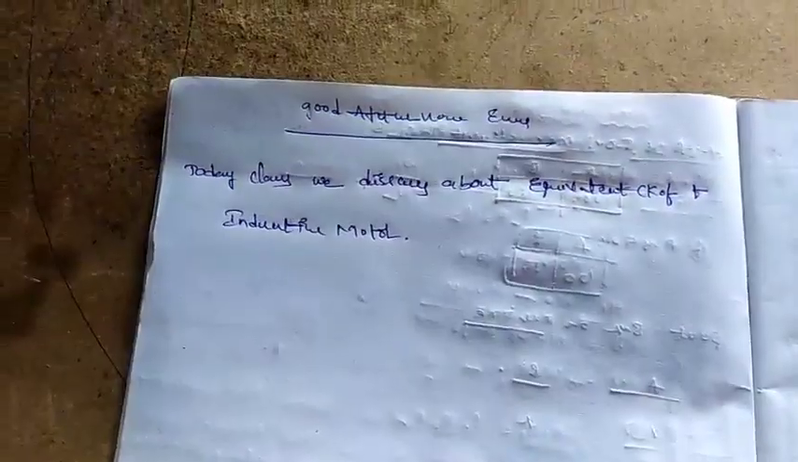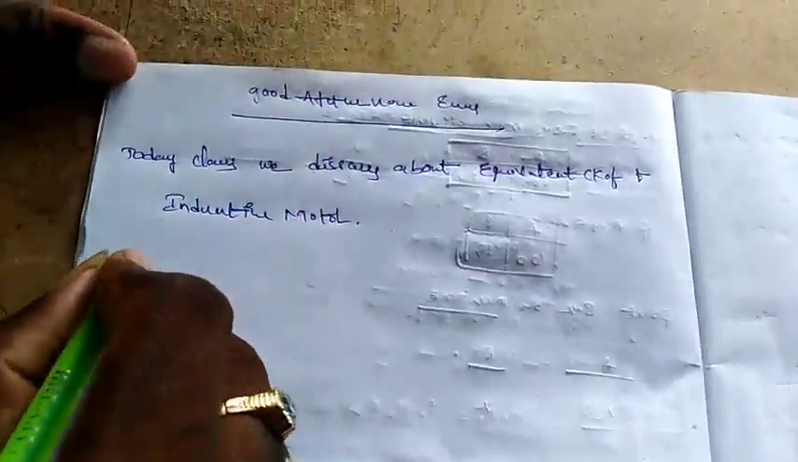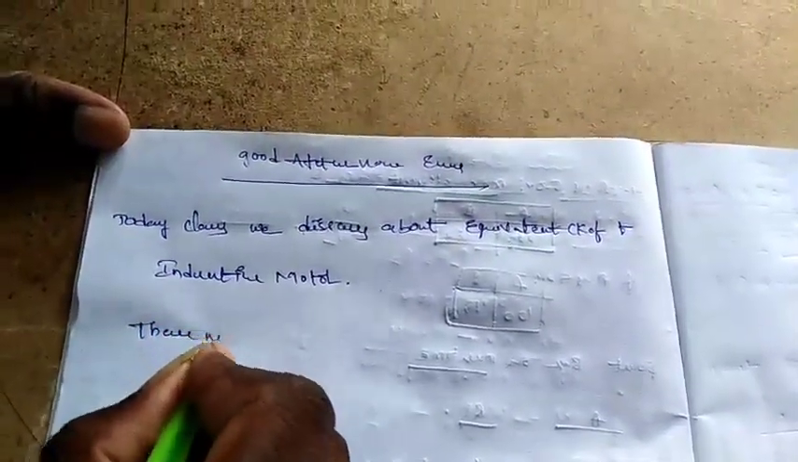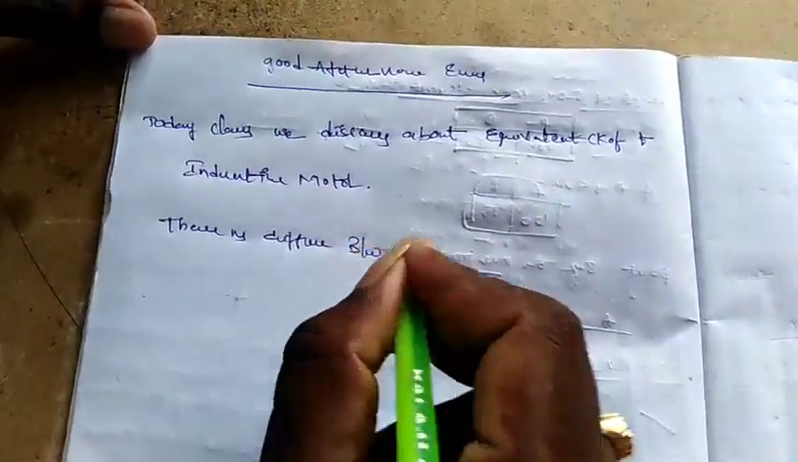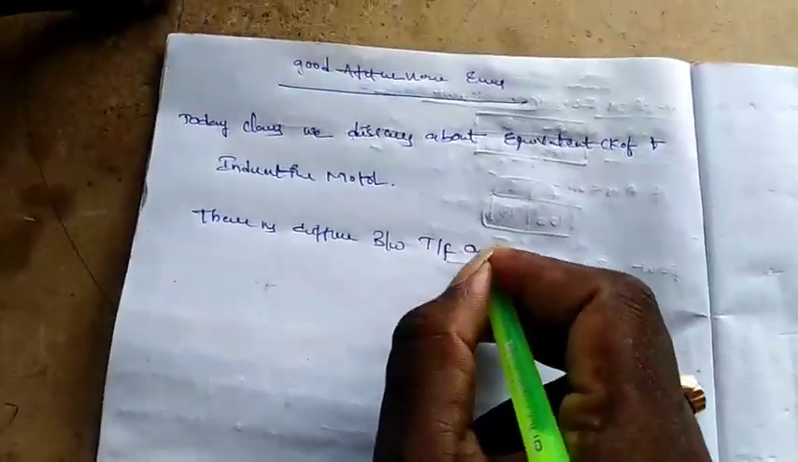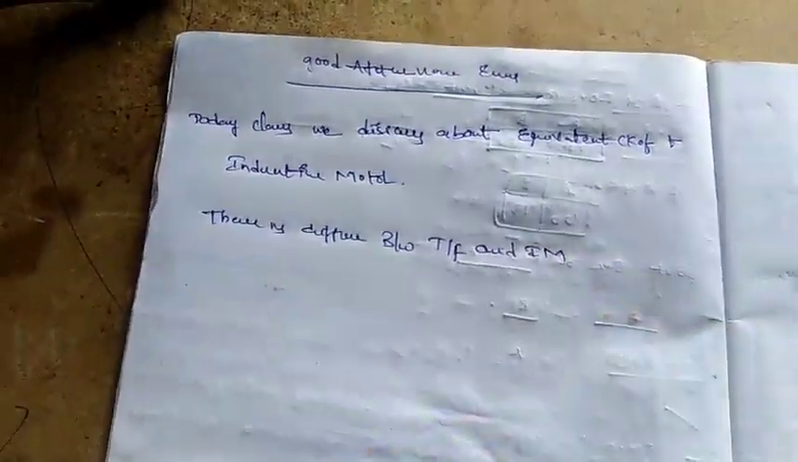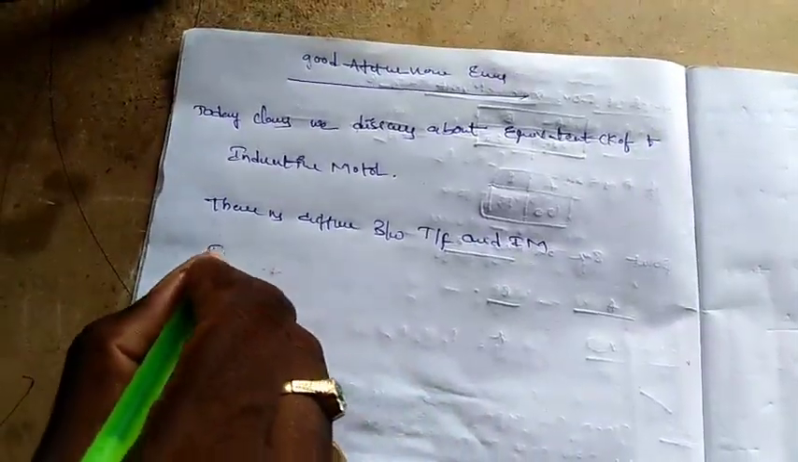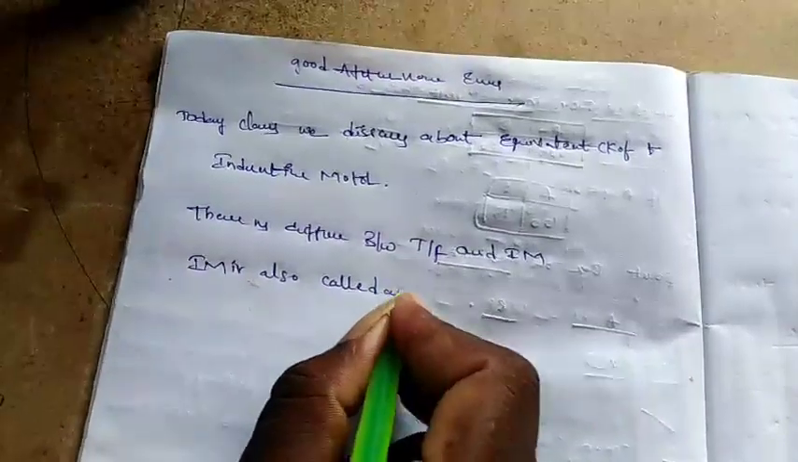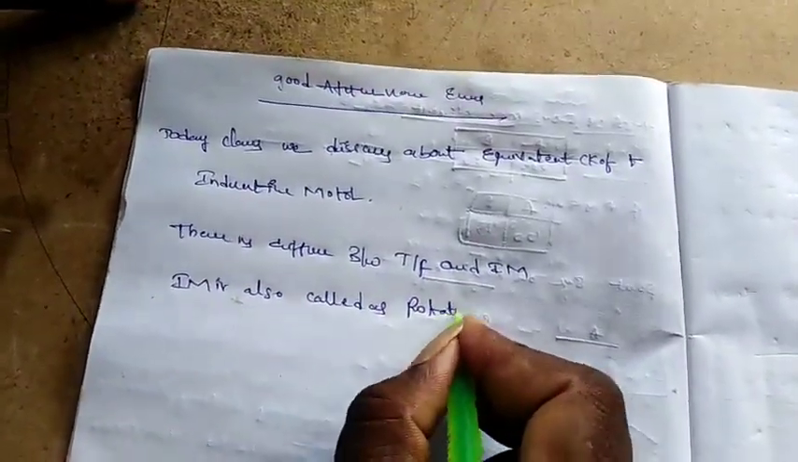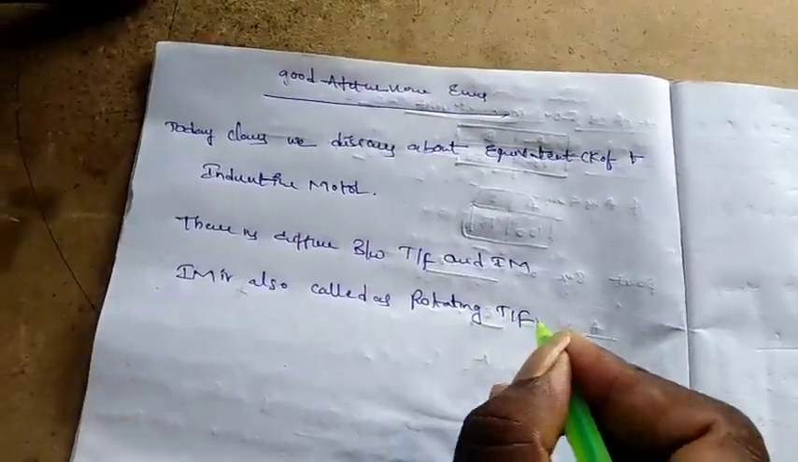There is no fundamental difference between a transformer and an induction motor. So there is no difference between them. T by F indicates transformer and IM indicates induction motor. Induction motor is also called a rotating transformer. So we have to see that one.